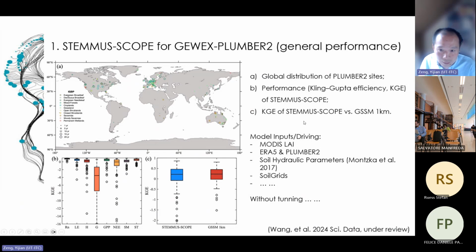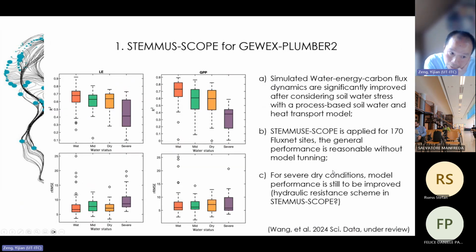One thing I want to highlight here is that when we run this STEMMUS-SCOPE model for 170 sites, we didn't tune the model. We just use the global available data. So like MODIS LAI, ERA5 data, some existing soil hydraulic parameters, and also SoilGrids data. And it's already reasonably matching the in situ data, so we are quite happy. But still there are some issues.